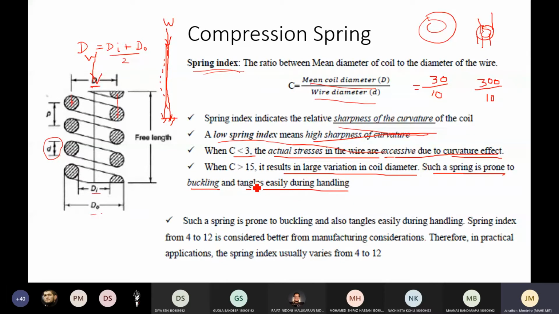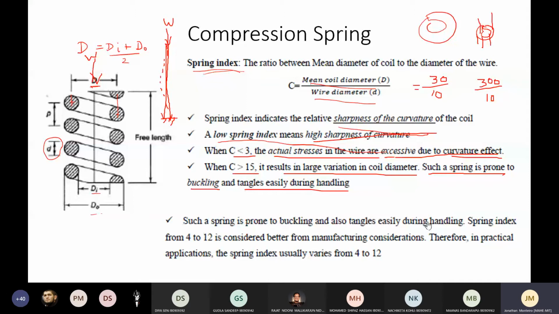Tangles is a very easy concept to understand. Say you keep 2 or 3 springs in very close proximity, then what happens if they get tangled? It is very difficult to separate them later on, correct? If you have pen springs, that is springs used in your writing pen, you remove them and keep them closer, and if they somehow get entangled, it is very difficult to pull them apart. Why? Because there is so much space in between that foreign material or other springs can come in and tangle. So that is why we want to avoid C greater than 15 also. C less than 3 we want to avoid, C greater than 15 we want to avoid.